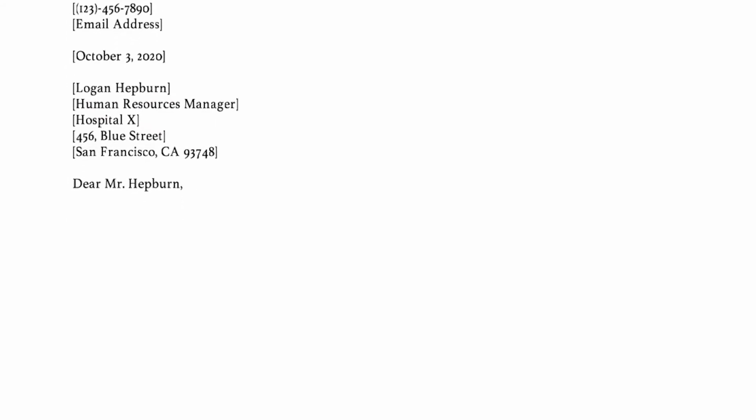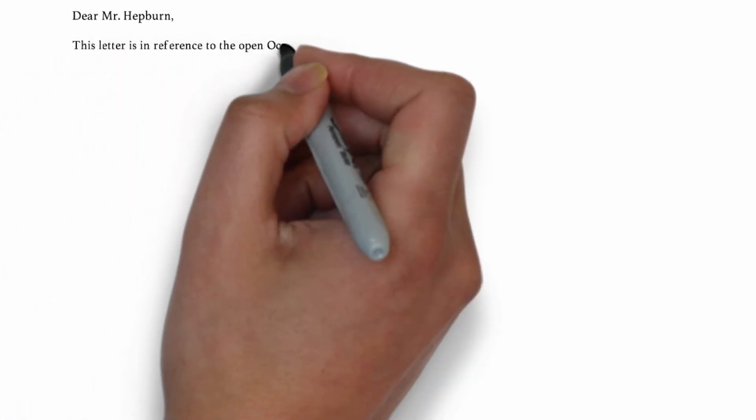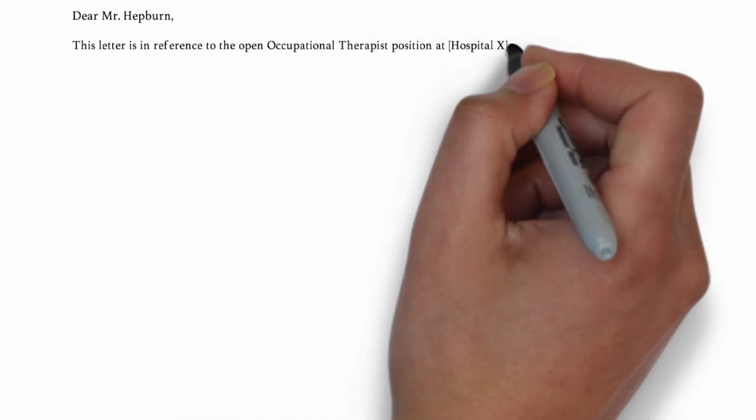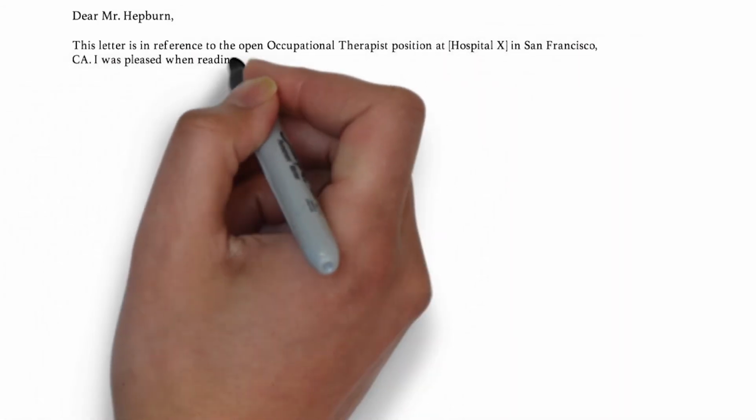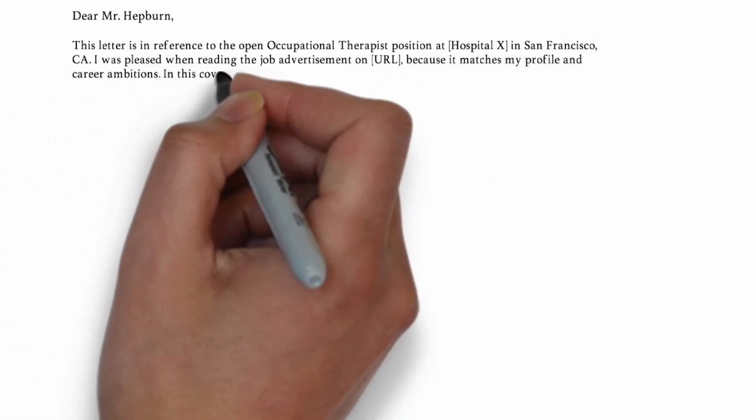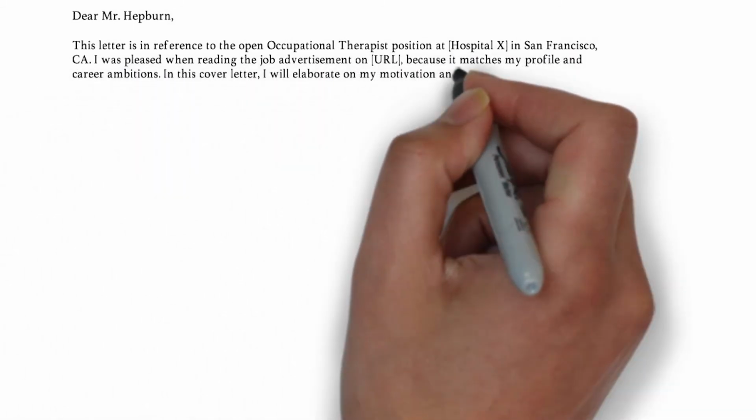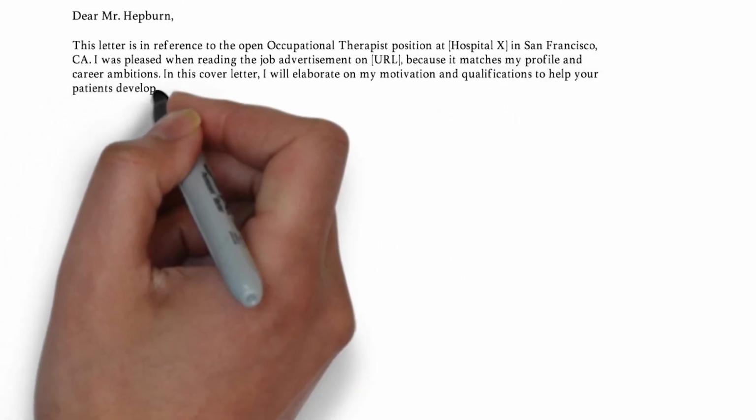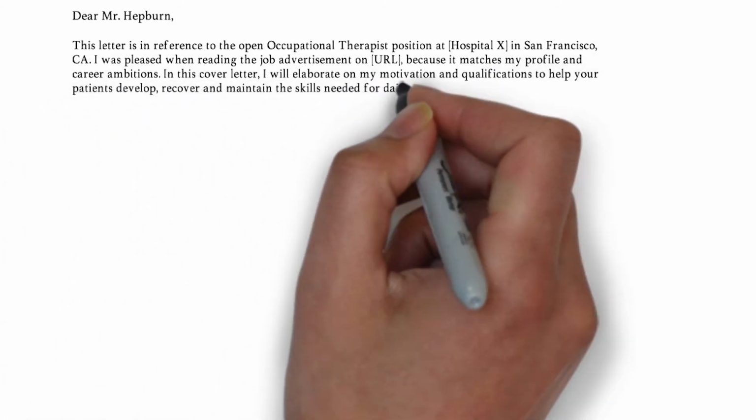In the first paragraph, also called the introduction, you need to show your interest for the position and hospital you apply for. Let the reader know where you found the job advertisement and that it matches your qualifications and career ambitions. Inform the reader about your willingness to contribute and support their objectives, and introduce them to your cover letter.